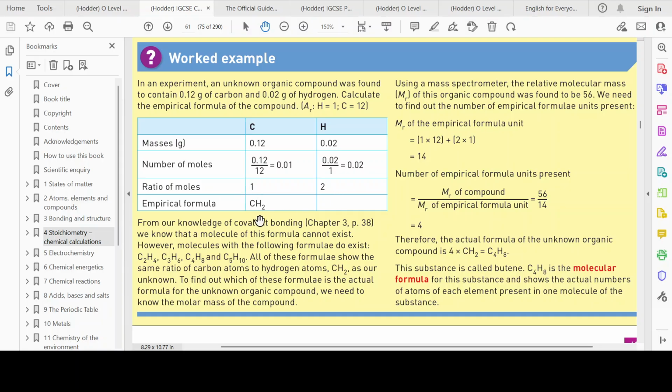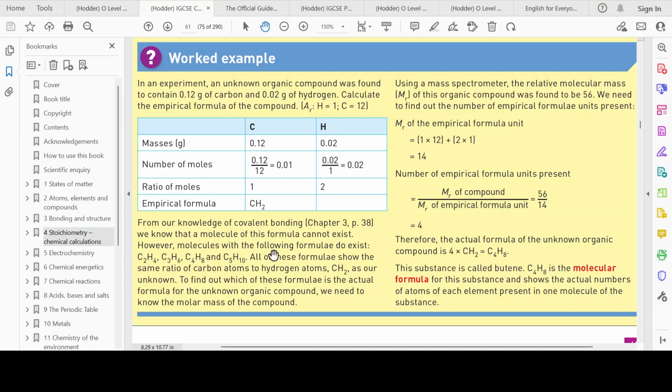So you got the ratio 1 is to 2, and so the empirical formula, which as I said, is the minimum ratio of the atoms of elements in that compound. So it's CH2. Now the problem is we know that there is no CH2 in any organic compound. CH2 by itself is nothing. From our knowledge of covalent bonding and organic chemistry, we know that a molecule of this formula cannot exist, because carbon makes 4 bonds, it can only make a single bond with hydrogen, it's not making double bonds with hydrogens, and so it is lacking 2 bonds.